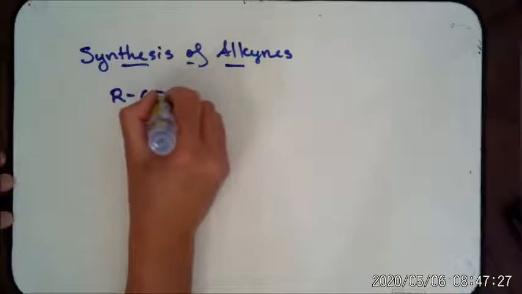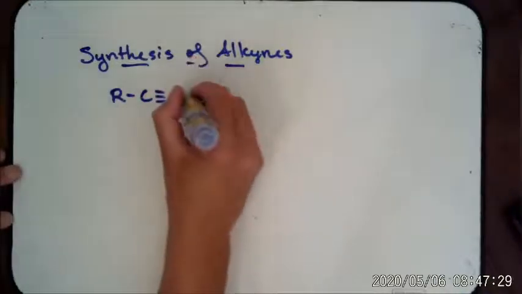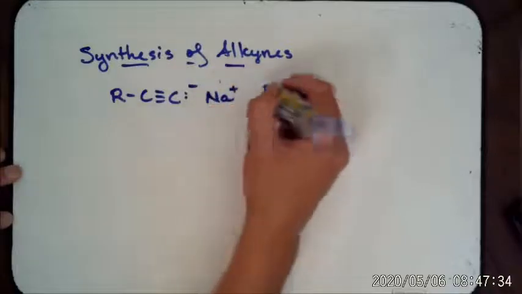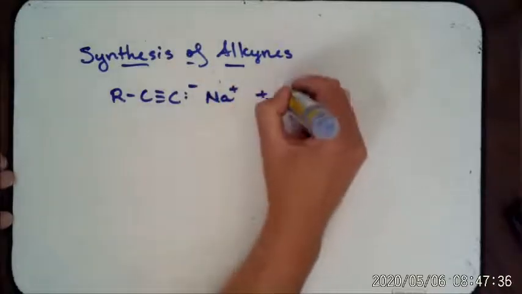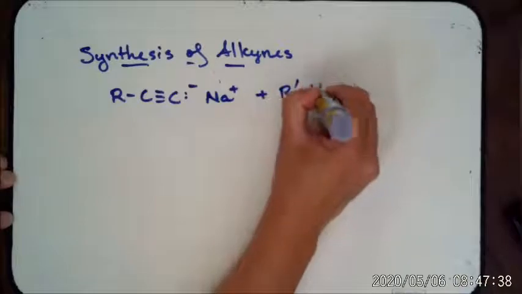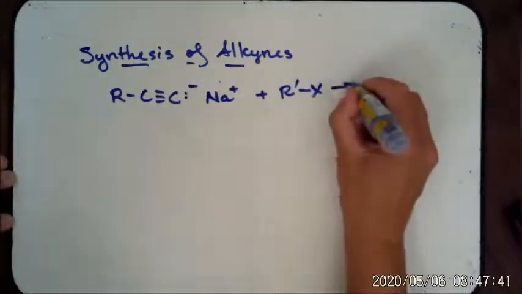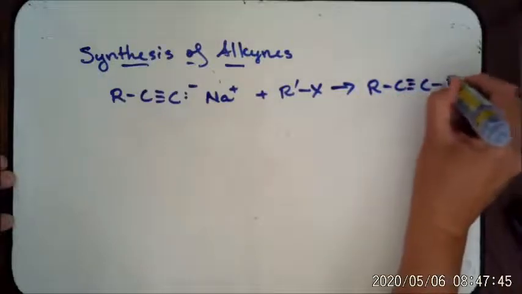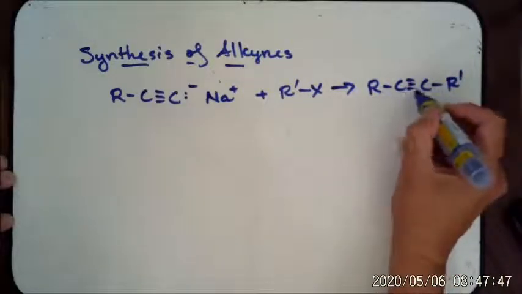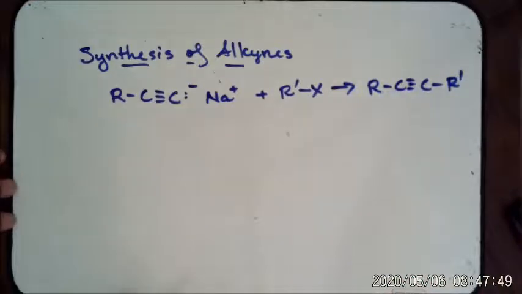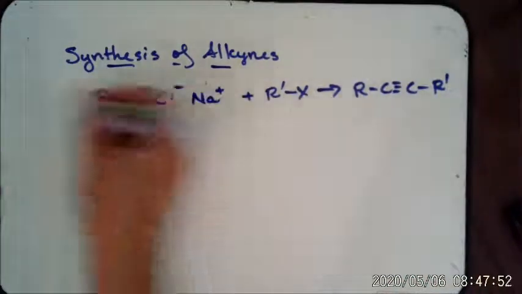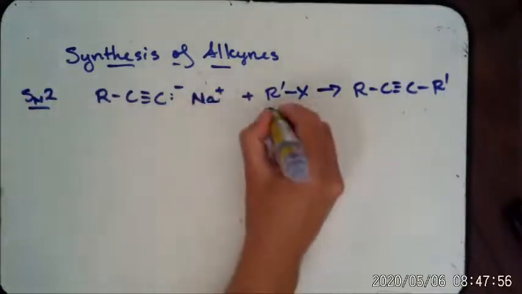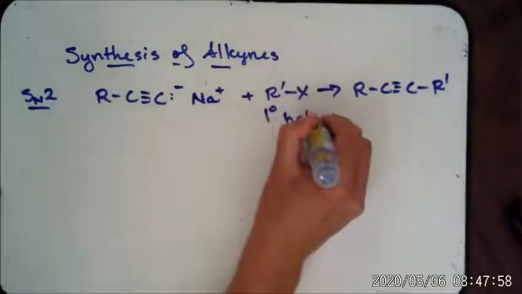You take an acetylide reacted with the primary halide, and now you get a new alkyne, and it's an internal alkyne. Okay, so that's one way to do it. And this goes via SN2. And we mentioned this has to be a primary halide.